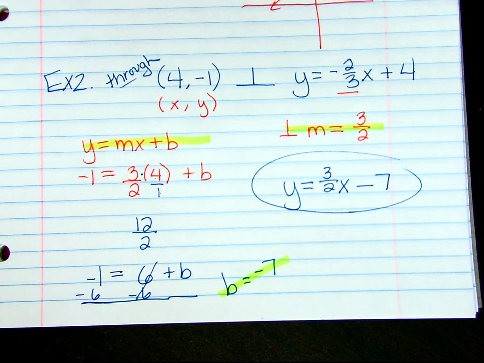Alright, so we've got our y-intercept, we've got our slope. We're going to plug it into slope-intercept form to get the equation of the line that's perpendicular. So it's going to be y equals 3/2 x, our new slope, plus a -7 or minus 7. It means the same thing. Alright, there you go.